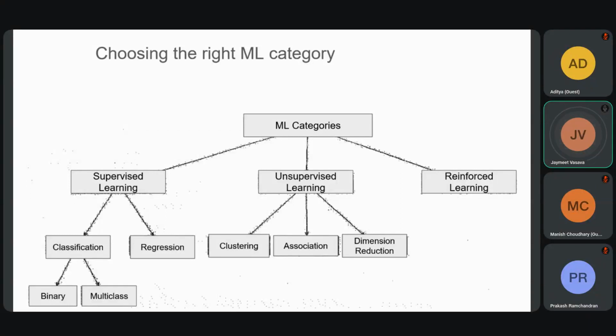Then comes dimension reduction. It's a technique for preserving the originality of the dataset while having fewer features, or only having the most impactful features. Then comes reinforced learning, which is based on penalty and reward, and the model learns based on that penalty and reward mechanism. Or you can also say that it learns from trial and error methods.